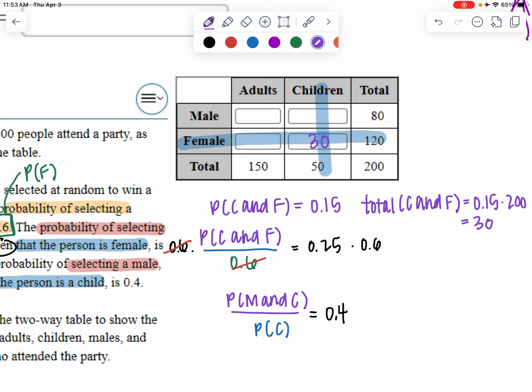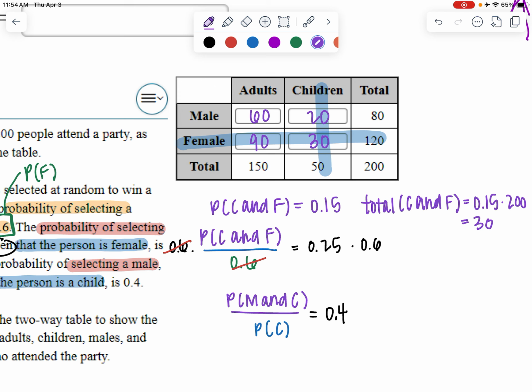Okay, let's try and solve what we can of our table without any other information. Okay, so 50 minus 30 gives us 20. 80 minus 20 gives us 60. And 120 minus 30 gives us 90.